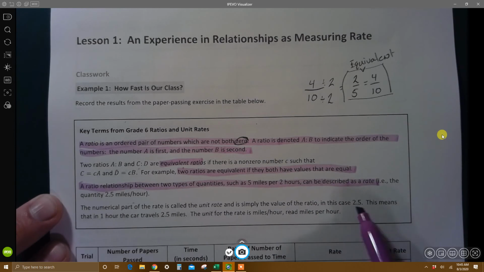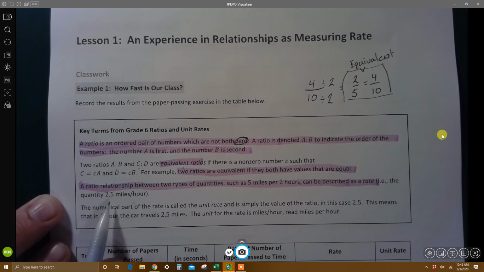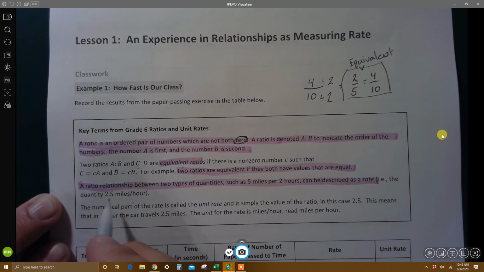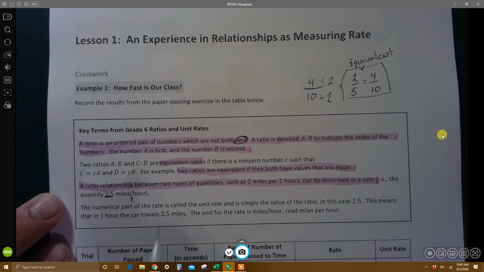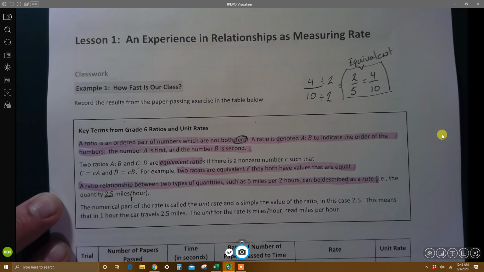In this case, 2.5. So if you look back here at the front, the value of the ratio, this is what they're talking about right here. You see how this is 2.5 miles per 1 hour? The 2.5 is your unit rate. The unit rate is the value per 1.